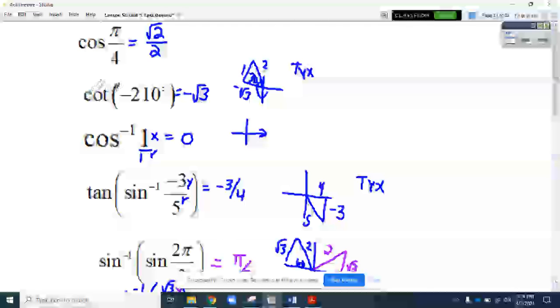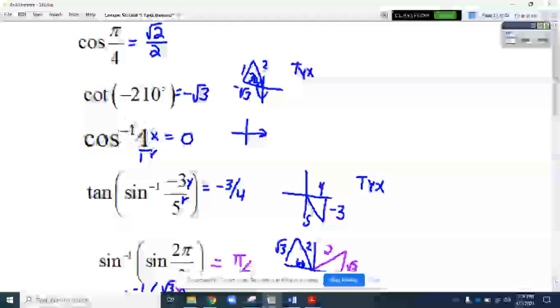For cotangent of negative 210 degrees, I feel like you probably need to draw that one. You draw it, you get a 30-degree angle for your reference angle. So I'm a 1, 2 with a negative square root of 3. And then since tangent is my y over my x, cotangent is my x over my y. Negative root 3 over 1 is just negative root 3.